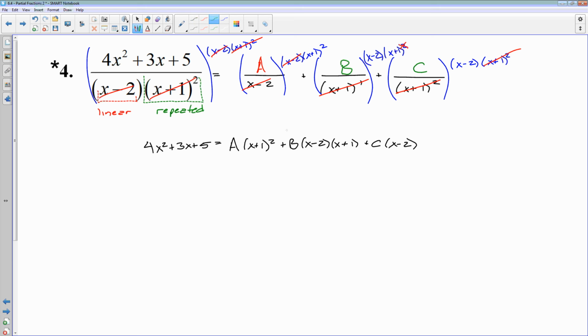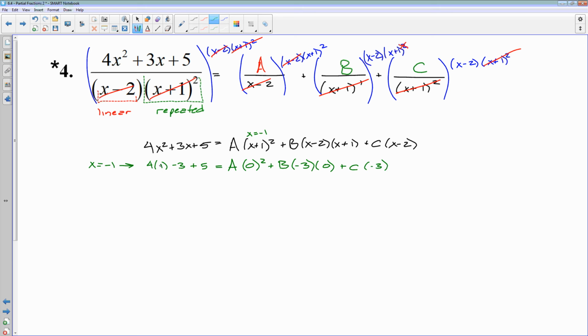I'm going to look at my factors and see what gives me a 0. And looking at this first one, I know if I plug -1 in for x, I will get a 0 for that term. So I will start by plugging in -1. If I do that, -1 squared is 1, so 4 times 1 plus 3 times -1 is -3 plus 5 equals a times -1 plus 1 is 0 squared plus b times -1 minus 2 is -3, -1 plus 1 is 0, c times -1 minus 2 is -3.